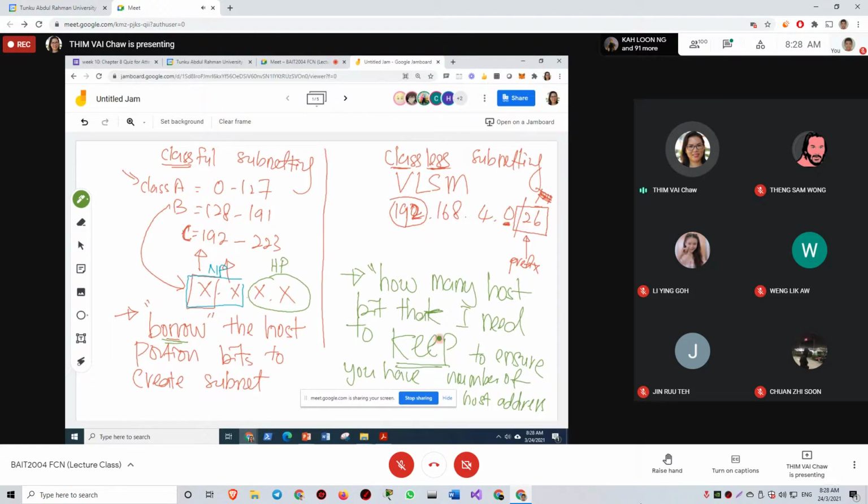You are not thinking about the number of subnets you create. But in classful, you need to think about how many bits you borrow to create a subnet. This one, you keep the bits to ensure that you have this number of host addresses. So this is that part. Next, in the question, usually for classful subnetting, they will definitely tell you the number of subnets he wants to be created.